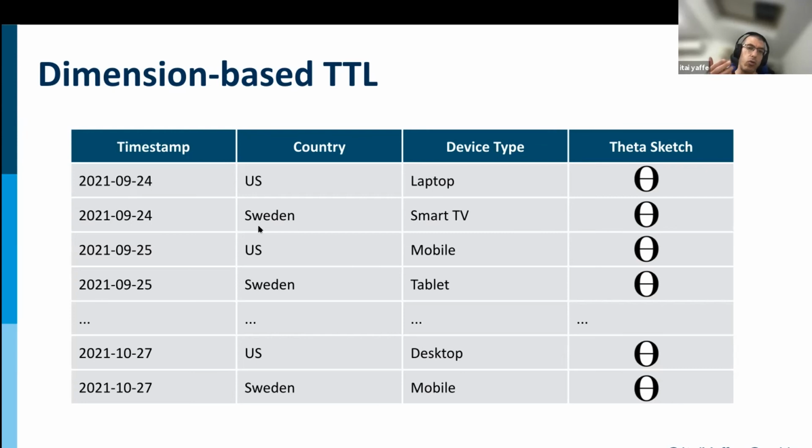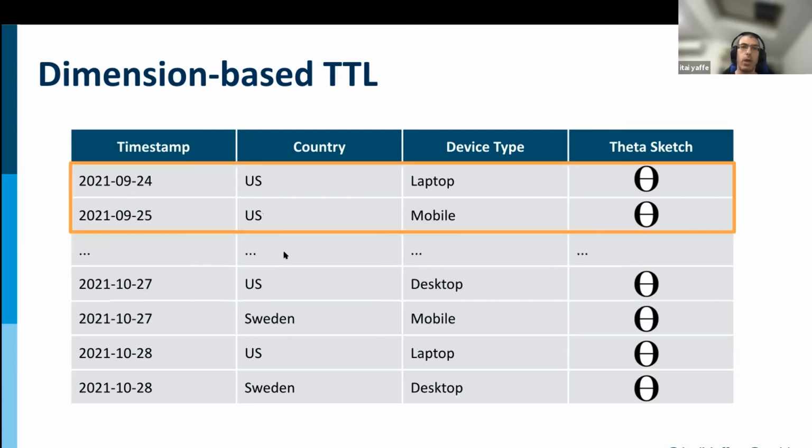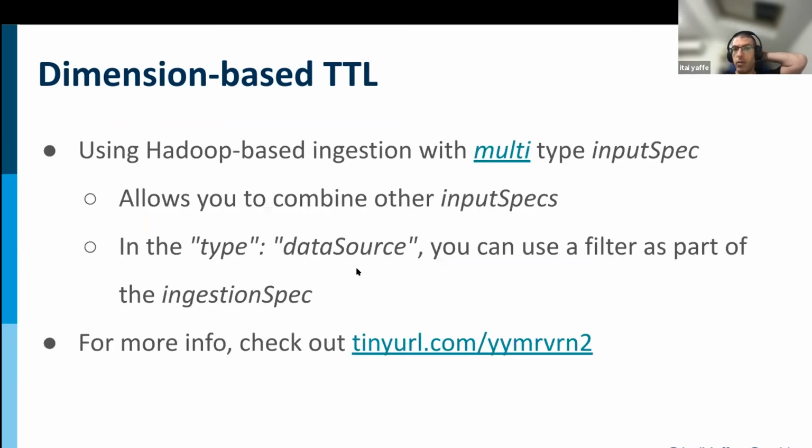Now, let's say we also want to add new data into the data source. Essentially the result we're looking to get is something like that, right? So delete all the data older than 30 days for Sweden, keep data older than 30 days and up to 90 days for US, and also add data for today for both countries. The way to achieve that is using the Hadoop-based ingestion with multi-type input spec, that allows you to combine other input specs. So you can take your existing data in your data source and add or combine new data arriving, for example, from S3. In the data source type, you can actually use a filter as part of the ingestion spec to filter in only the data that you want to keep.